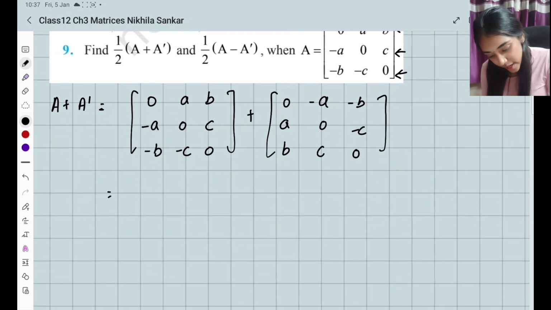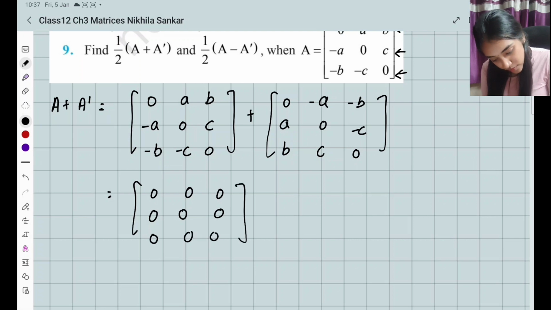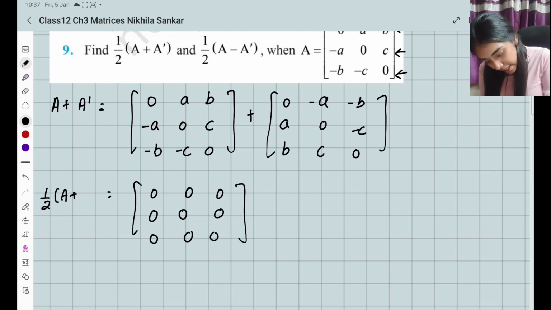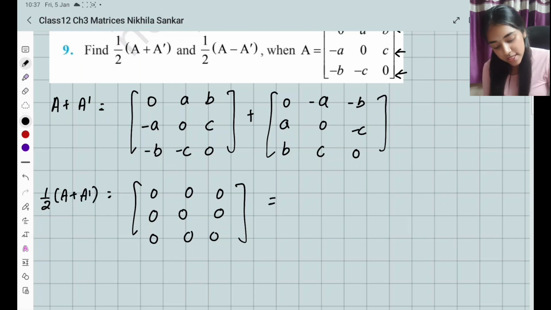Okay. What do we get if we add these two? I have 0, A minus A 0, B minus B 0, minus A plus A 0, 0, 0, 0, 0 and 0. So A plus A dash is going to be 0. So obviously half times A plus A dash is also going to be a 0 matrix. Okay. So half A plus A dash is found.